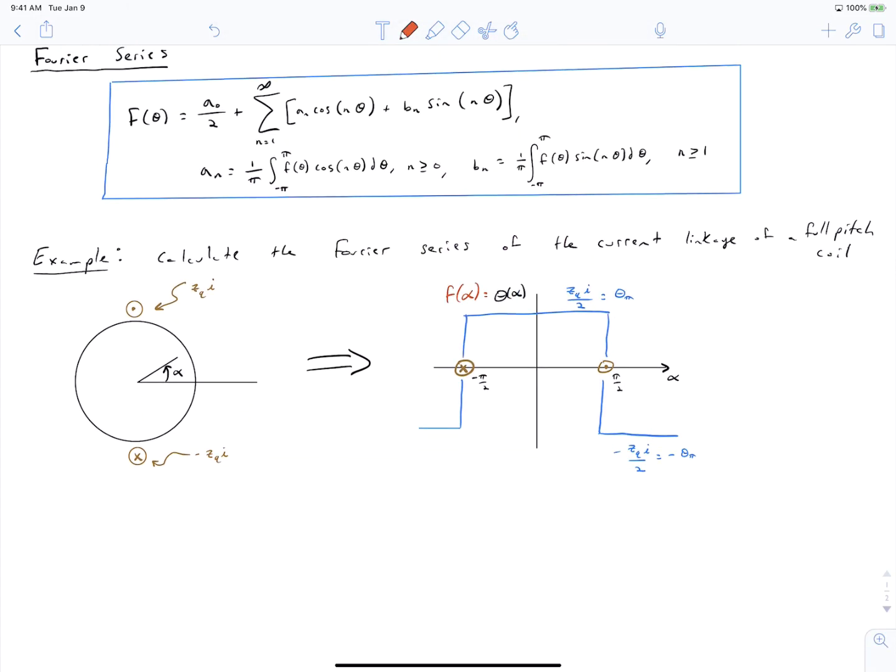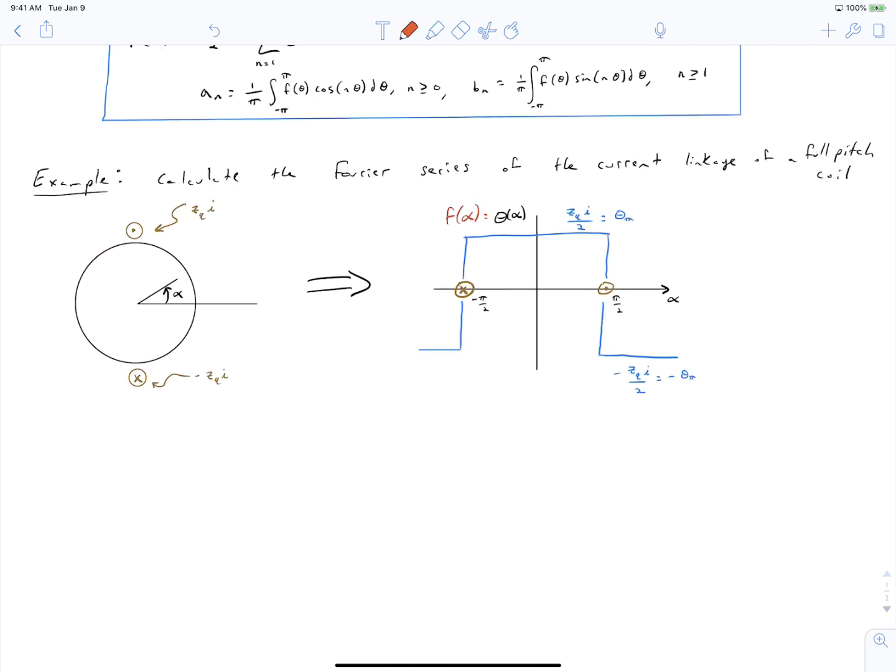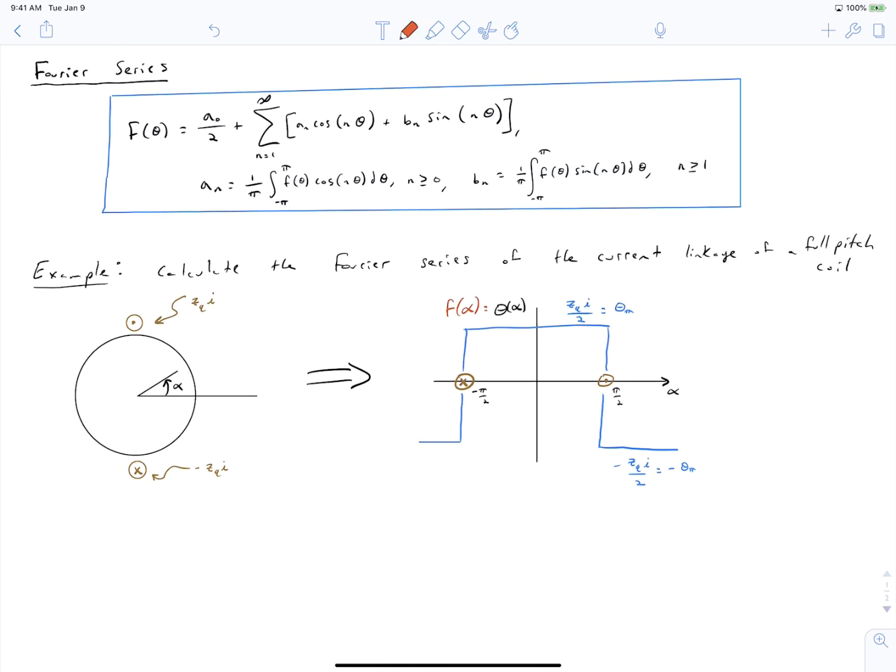So we're going to calculate the Fourier coefficients. We need to integrate this little f of theta over negative pi to pi times a cosine or a sine. And in this case, our source waveform is f of alpha, our current linkage. And so this little f of alpha becomes the source that we plug into these expressions. So now we'll directly calculate A_n and B_n.